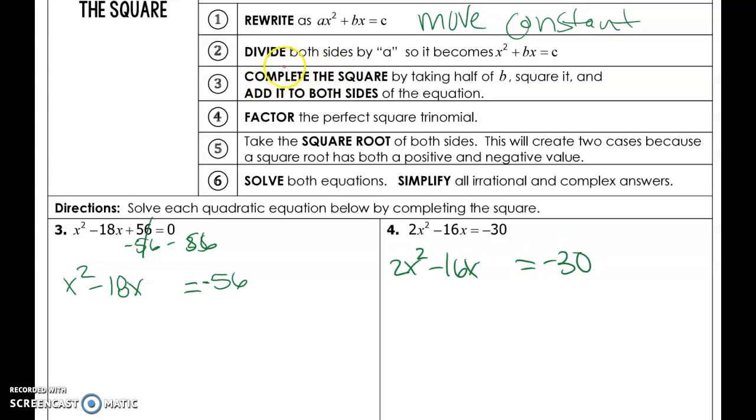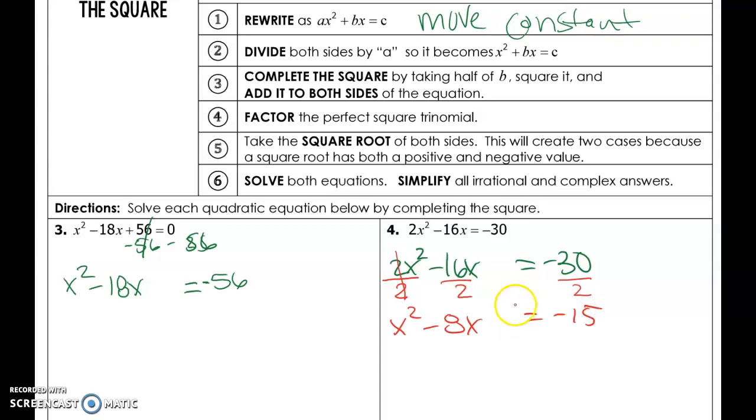Step number 2 is to divide both sides by a so that it becomes x squared. So I want to get rid of the coefficient here. And in question number 3, the coefficient's already gone. So for question 4, I'm going to do exactly what it says to do. I'm going to divide everything by a, and that gives me x squared minus 8x equals negative 15.